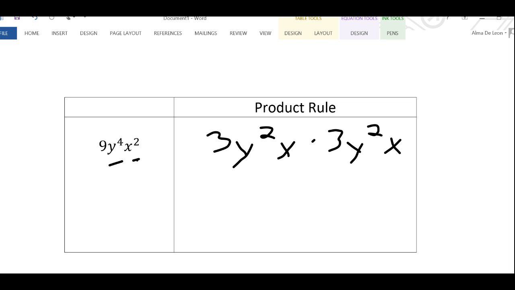And just to check this, just to make sure that this works, I'm going to go ahead and multiply. 3 times 3 is 9. Y squared times y squared. Again, I keep the base, the y. And I add the exponents. 2 plus 2 is 4.